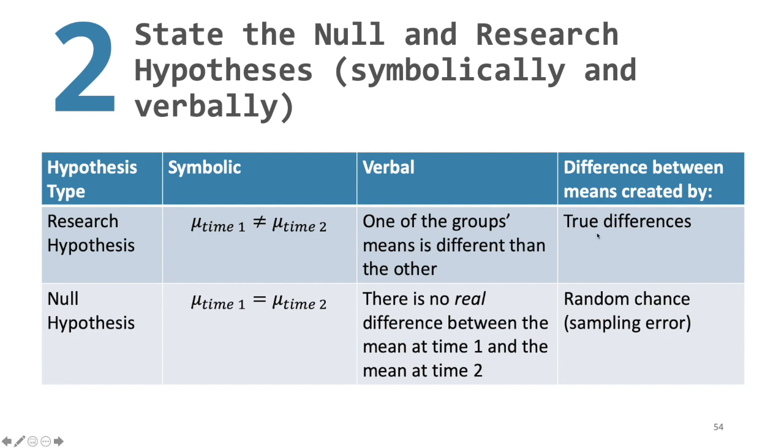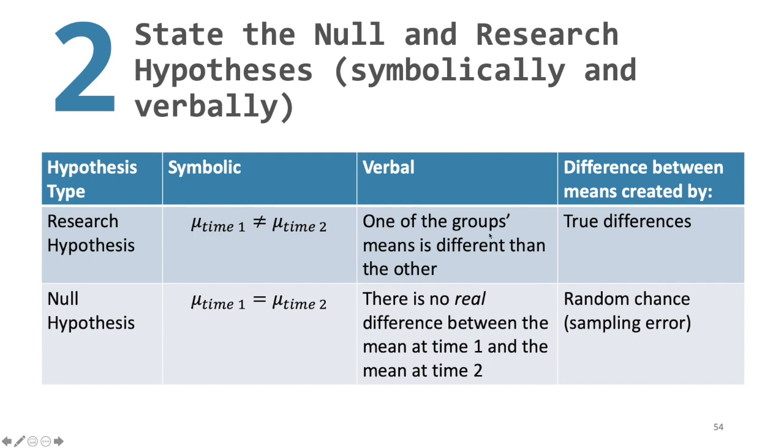Symbolically, this is the mu at time 1 is the same as the mu at time 2. In other words, there's no change from time 1 to time 2. If we're doing a pre-test, post-test design and doing an intervention in between, this means the intervention didn't change anything. So there's no real difference between the means at time 1 and time 2, and any differences we see in our sample is due to random chance. So that is the null.